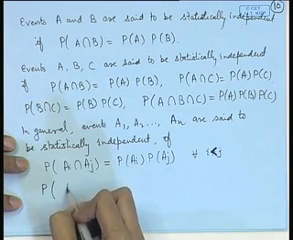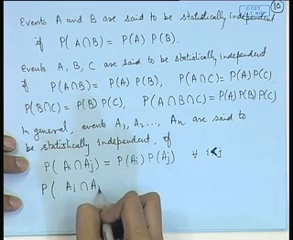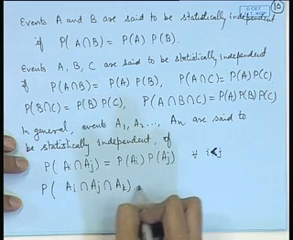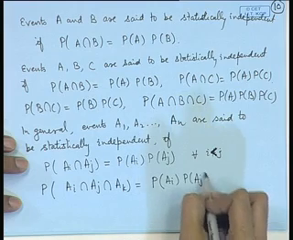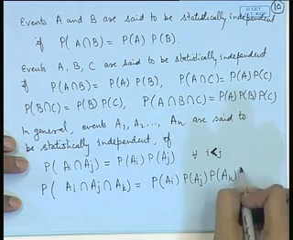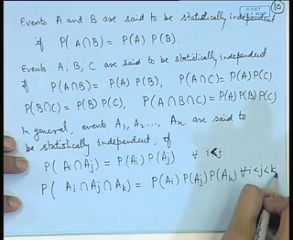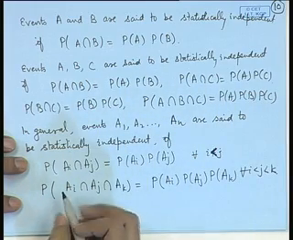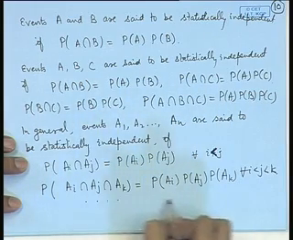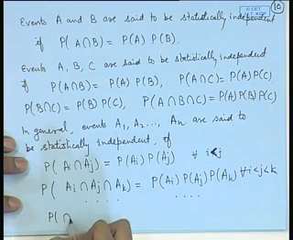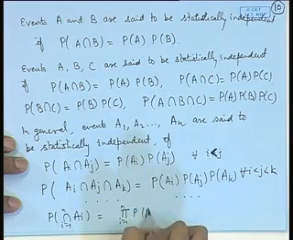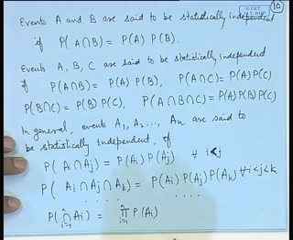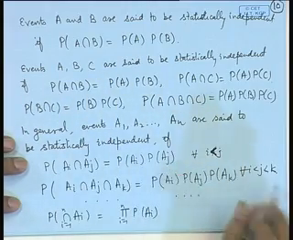Then taking 3 at a time, probability of Ai intersection Aj intersection Ak is equal to probability of Ai into probability of Aj into probability of Ak for all i less than j less than k. We may also consider 4 at a time and so on. Finally, probability of intersection of Ai, i equal to 1 to n, is equal to product of the probabilities of Ai. The number of conditions, you can see this is nC2.